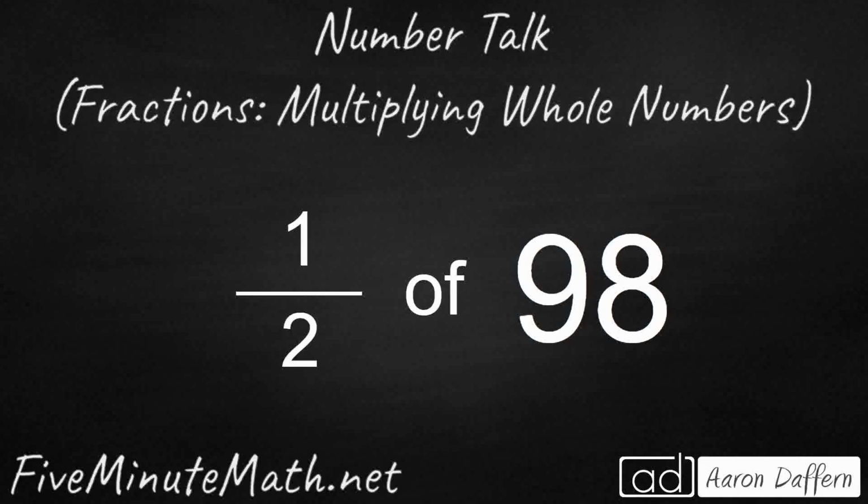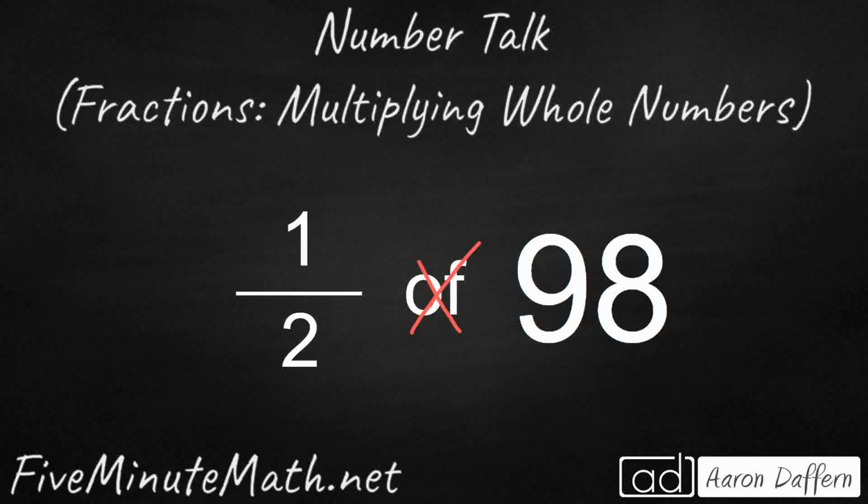Today, for our number talk, we are multiplying fractions and whole numbers. So, we're going to start out with a pretty basic fraction to multiply: 1/2 of 98. When we see this "of," that lets us know that we need to multiply. Now, what does it mean to take half of something?